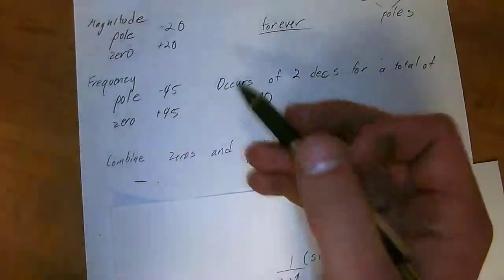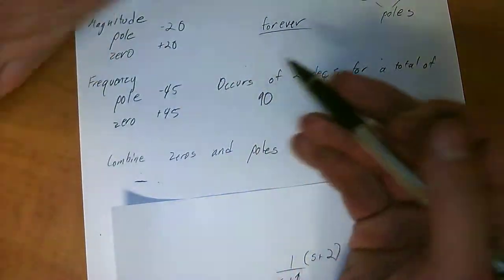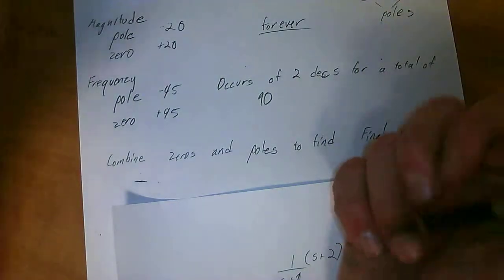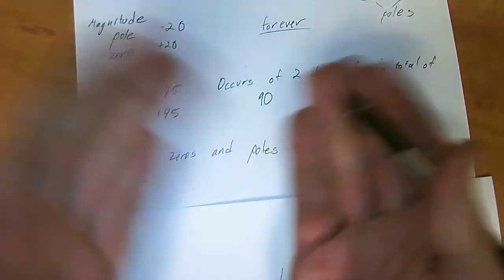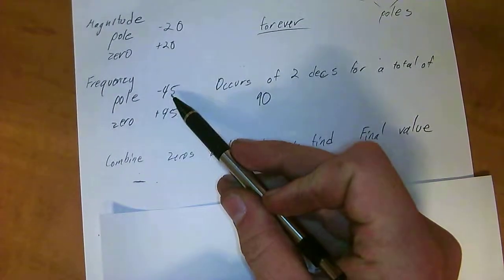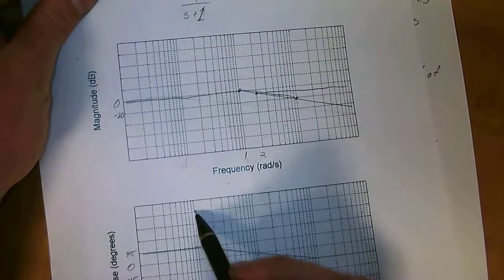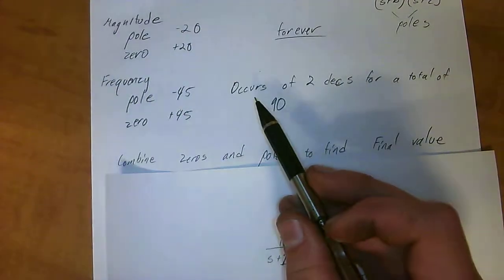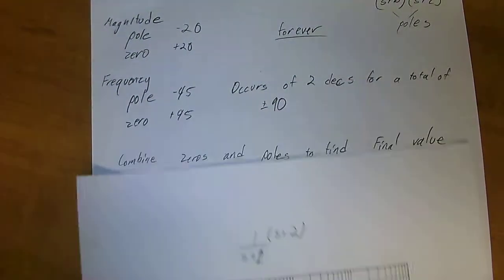a pole will cause a negative 45 dB per dec slant, so it angles down at negative 45 degrees. And then the 0 causes the opposite again at positive 45. Now the trick to the frequency is that this negative 45, a pole has the effect for 2 decades. So over 2 splits right here. So 1, 2, just like that, 2 decades. Which means that it has a total effect of plus or minus 90 degrees.